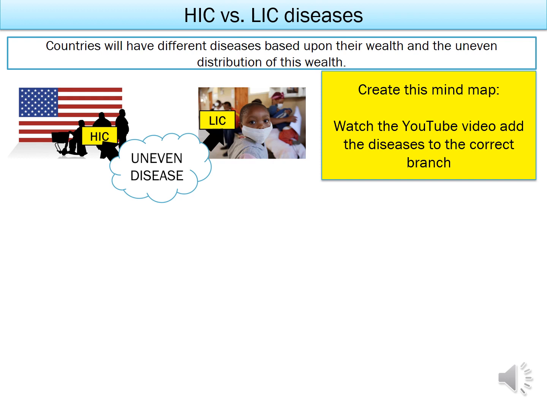So what I want you to do is, once you've created this mind map, I want you to go over to class charts, and I want you to watch two YouTube videos which talk about the diseases you would find in HIC and LIC countries, and I want you to add information to each branch of your mind map. So just pause the video now, create your mind map, and then go over to YouTube and watch the two videos about the diseases in HIC countries and LIC countries.